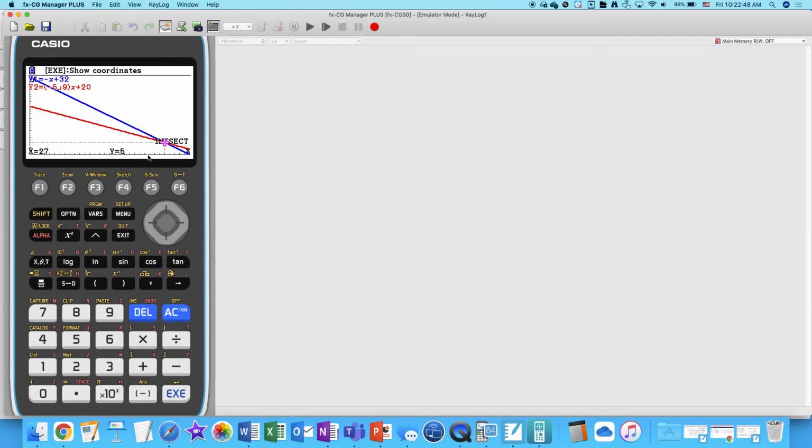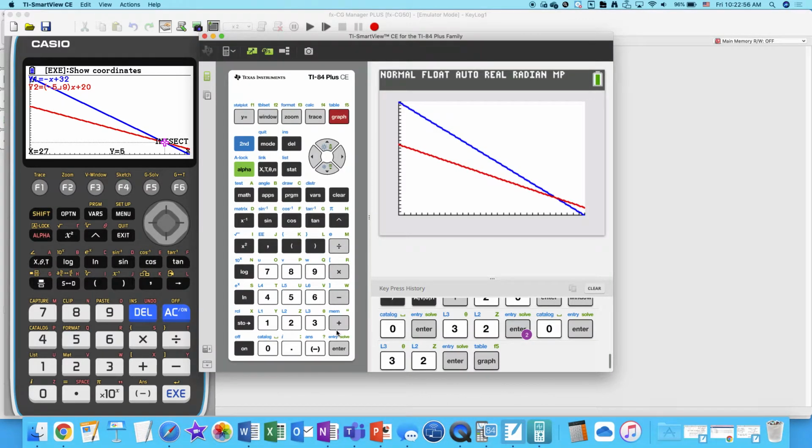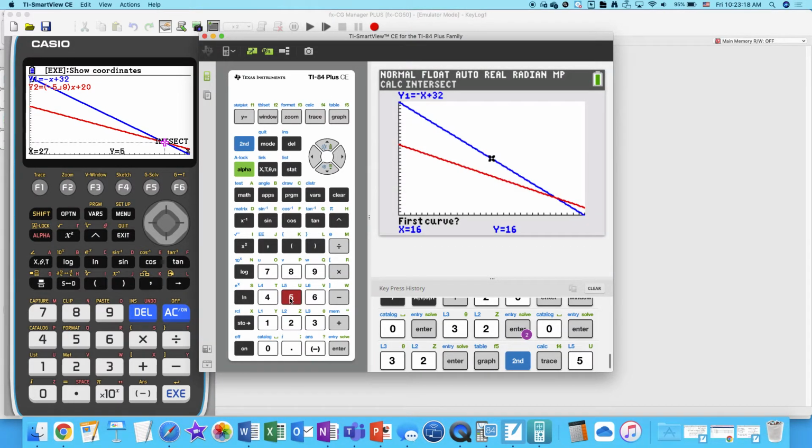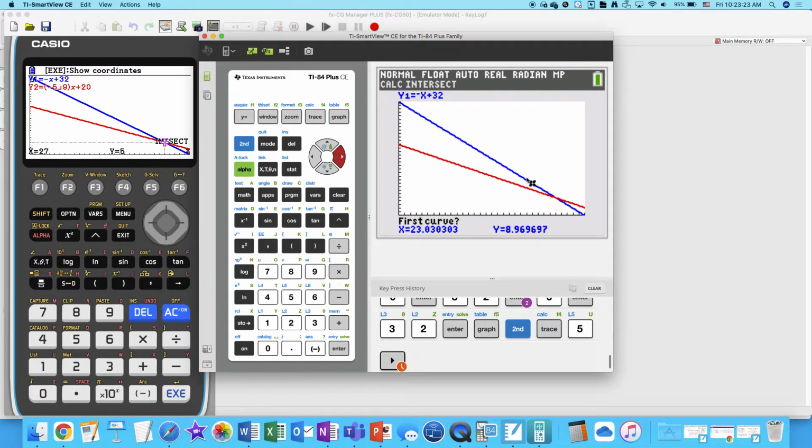Okay, and then on the TI, what do we need to do to find the intersection point? Calculate. Yeah, so we have to hit the second first, and then that, because the calculate is up here in blue. And then we're going to select number 5 for intersect. Okay, and then you can drag the cursor down closer to the intersection point on one of the lines and hit enter. And then it'll jump down to the second one, hit enter again. And do we want to guess? Yes, we do. Hit enter again, and then you get that same point.